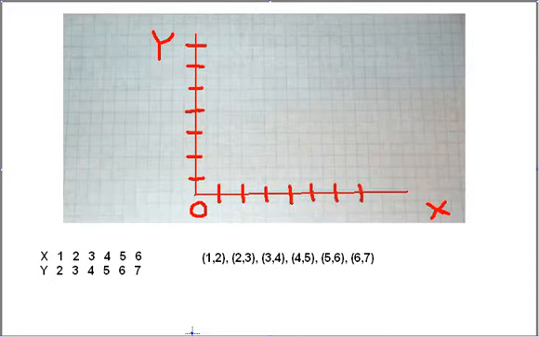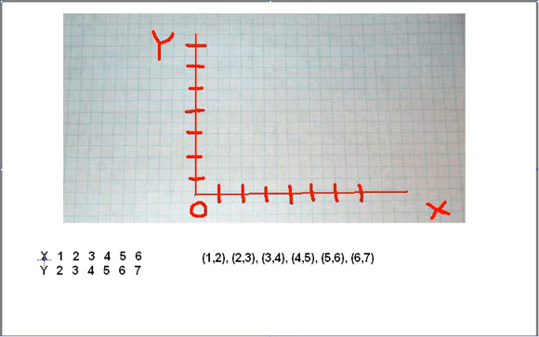Let's take a look here at our second screen. We have a table here listed of our x values, that's going across here, 1 through 6, and our y values, 2 through 7. Well, we could go ahead and plot these points based upon this chart. When x is 1, y is 2. So let's come over here. When x is 1, y is 2.